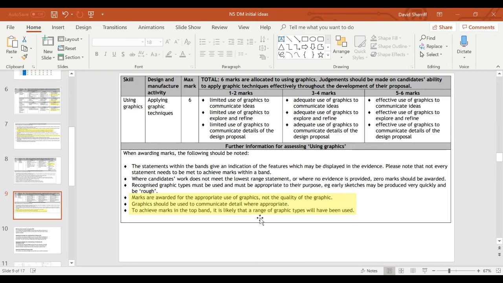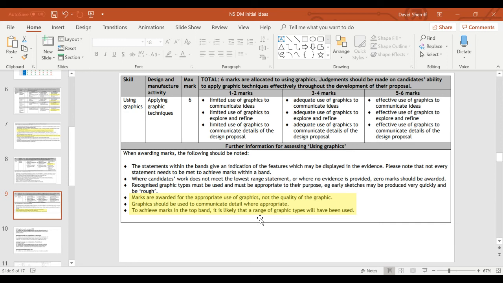So don't stick to the same style of graphics. If all you've done is 3D sketching, do some 2D sketching, do some exploded sketching, do, as I say, a section where we've cut something away so we can see inside to see how something goes together.